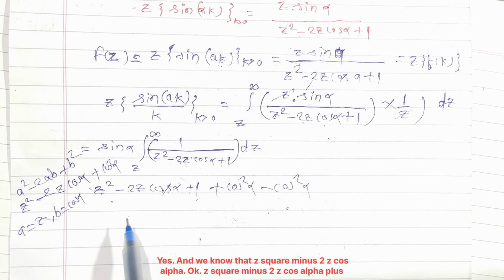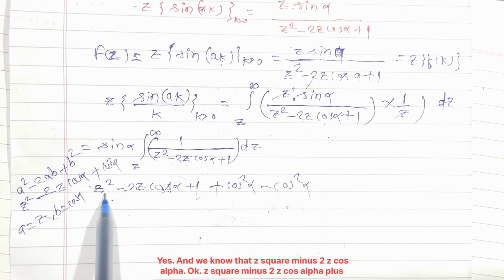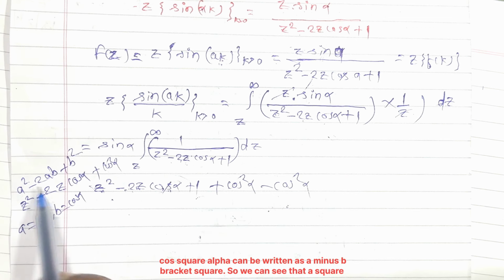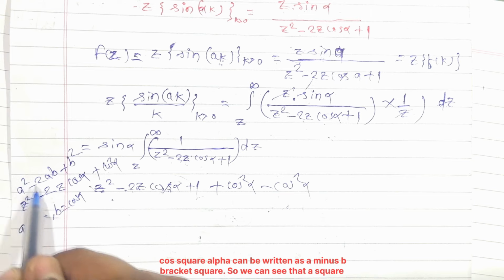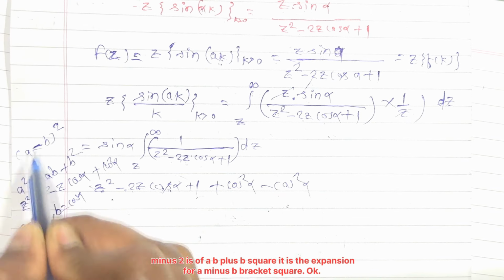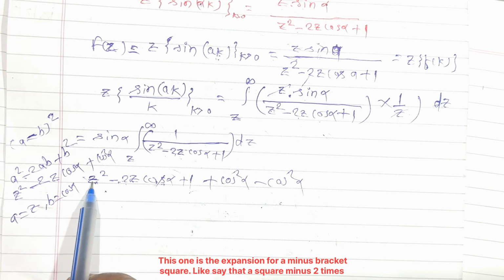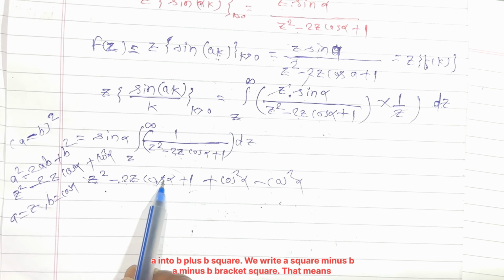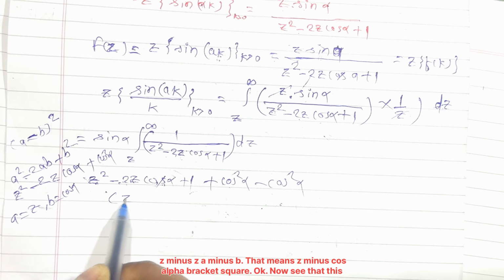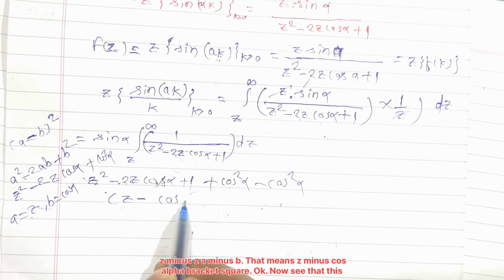Okay, and we know that z square minus 2z cos alpha plus cos square alpha can be written as a minus b bracket square. So we can see that a square minus twice of ab plus b square is the expansion for a minus b bracket square. So we write a minus b bracket square, that means z minus cos alpha bracket square.